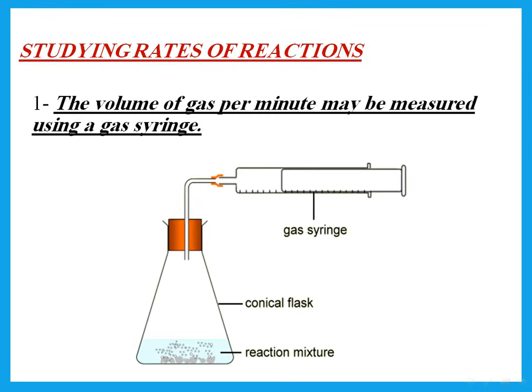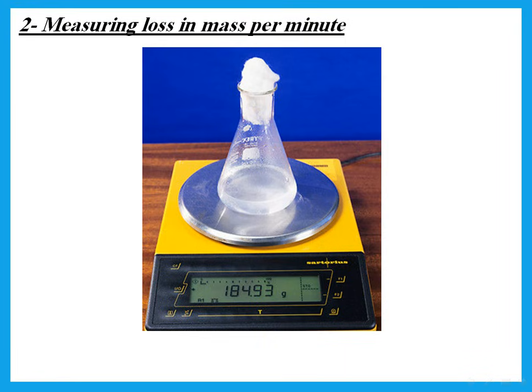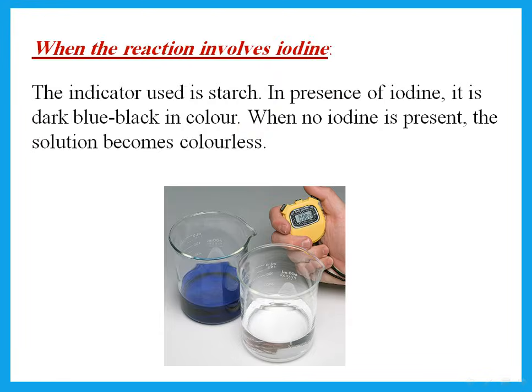Now, to study the rates of the reactions, there are different ways of measuring the rate. The easiest one, which we talked about in the previous syllabus, was measuring the volume of a gas per minute. So if the reaction is giving out a gas, we measure the volume of gas per minute using a gas syringe. Or we could put the flask on a balance and measure the loss in mass per minute.